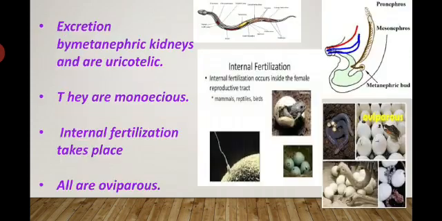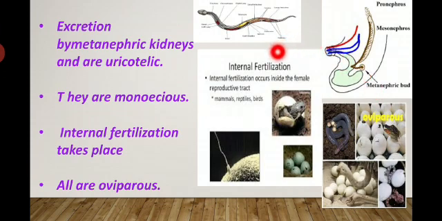Next we will discuss the kidney. Excretion is by a metanephric type of kidney, and uricotelic excretion is done in their body. So you have to see this kidney diagram. Reptiles have this structural pattern: pronephros, mesonephros, and metanephros. Mesonephros means what? It's a primitive kidney, the middle kidney. And meta means a well-functional, completed, well-developed kidney.